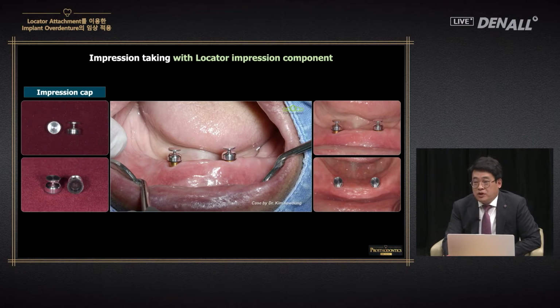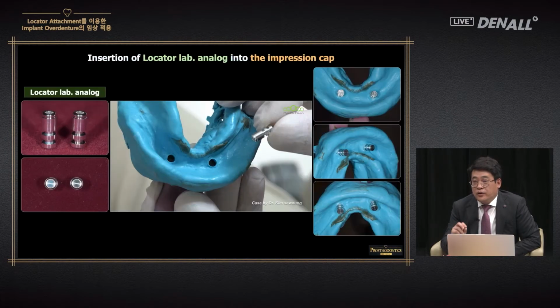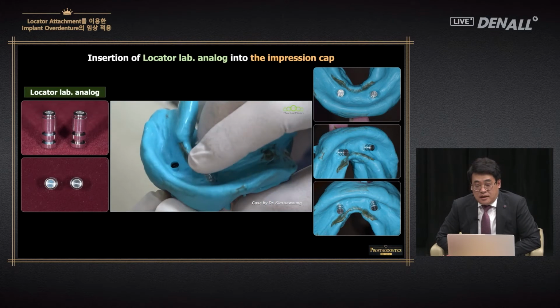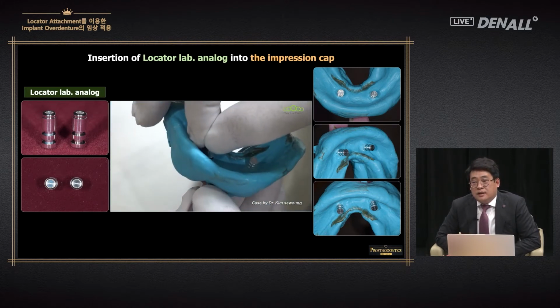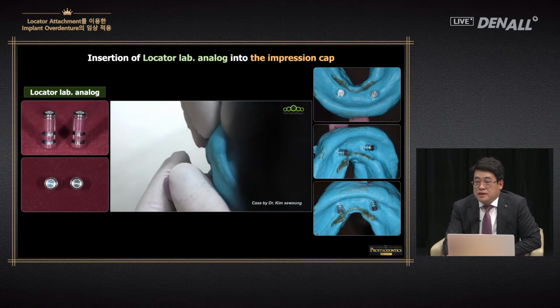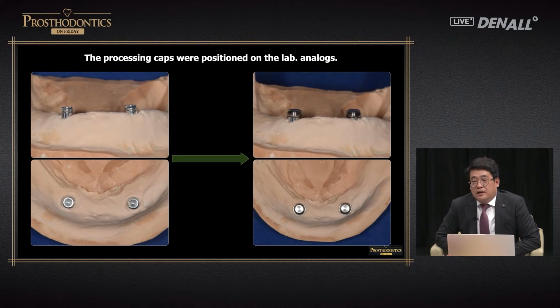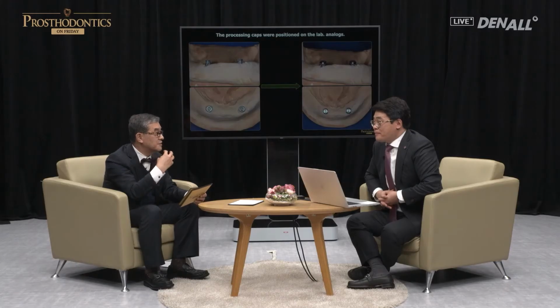When you take the impression, coping pickup is going to be done. It's the same for the superior part of the locator, and if you put the analog within the impression material like this, once you fabricate the master model, it's going to be like this, right? And then you connect the processing cap on the analog model and work on your denture. What kind of benefit does this process have? In the lab process, because you do it in the lab, the chair time will be reduced.